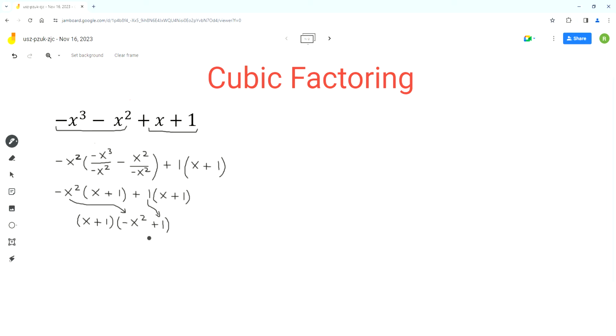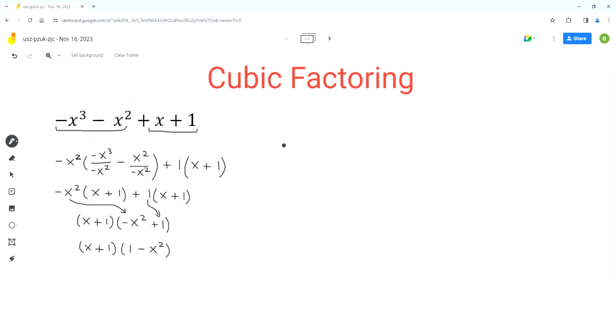Now we can rewrite this expression here in the second parentheses, and we can just rearrange the terms in this expression. So minus x squared plus 1 can also be written as 1 minus x squared. So I wrote 1 first and then I wrote the negative x squared, because if we write it in this form, it becomes easy to identify that this expression can be factored further using the difference of squares method.